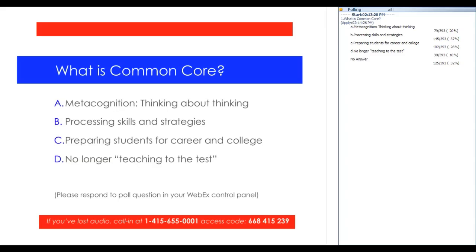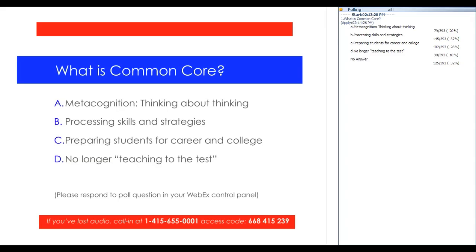It's also thinking, and if you put B, you're correct, it's about how do you process information, what skills are you using, what strategies are you using to process. So if you put B, you're also correct. If you chose C, you're exactly right. One of the very specific outcomes for Common Core that is stated on their website, which is www.corestandards.org, it says we are preparing students for career and college, so that's exactly right.